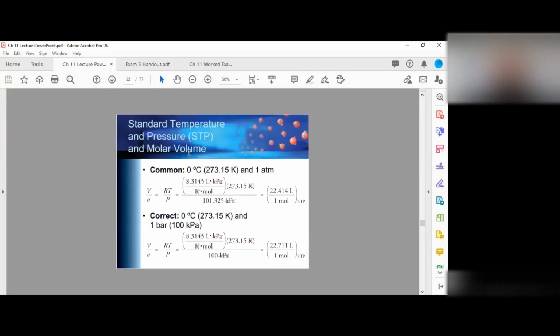And once again, 1 out of 10 textbooks, you will see the bottom value. A lot of textbooks are still sticking to the common way to define STP. So that's basically where the R value came from.